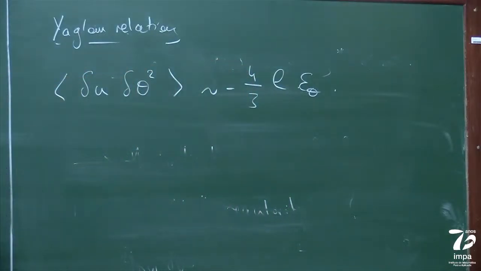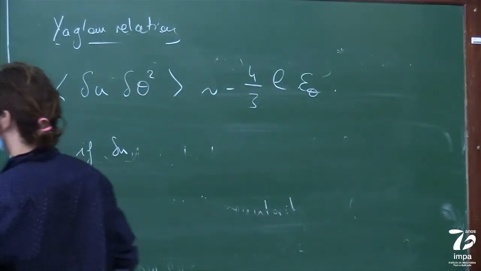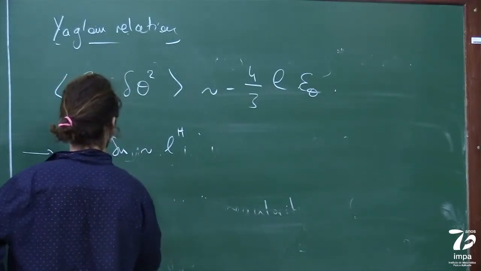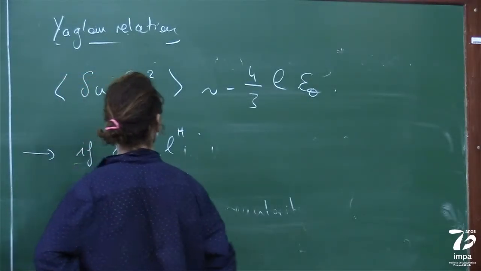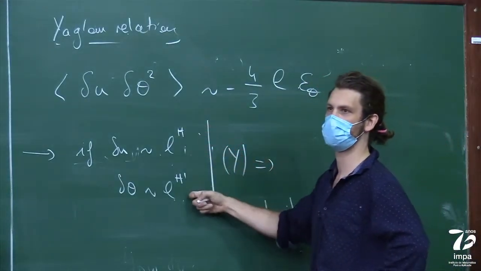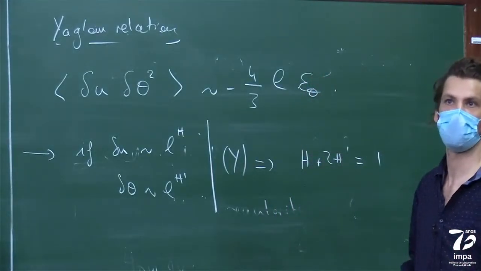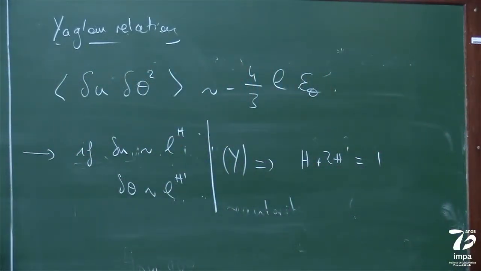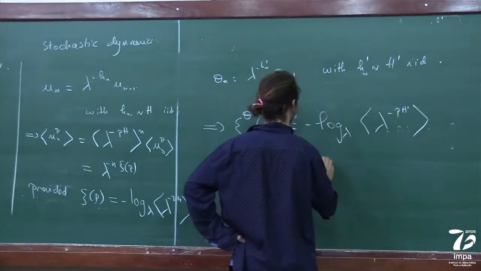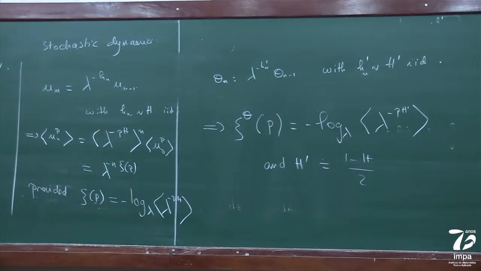And so this suggests that if delta u scales as L to the power h, and delta theta scales as L to the power h prime, then Yaglom implies that we have a relation between h and h prime, which is nothing but h plus 2h prime equal 1. Okay, so this is what we're going to do. And h prime is equal to 1 minus h over 2.